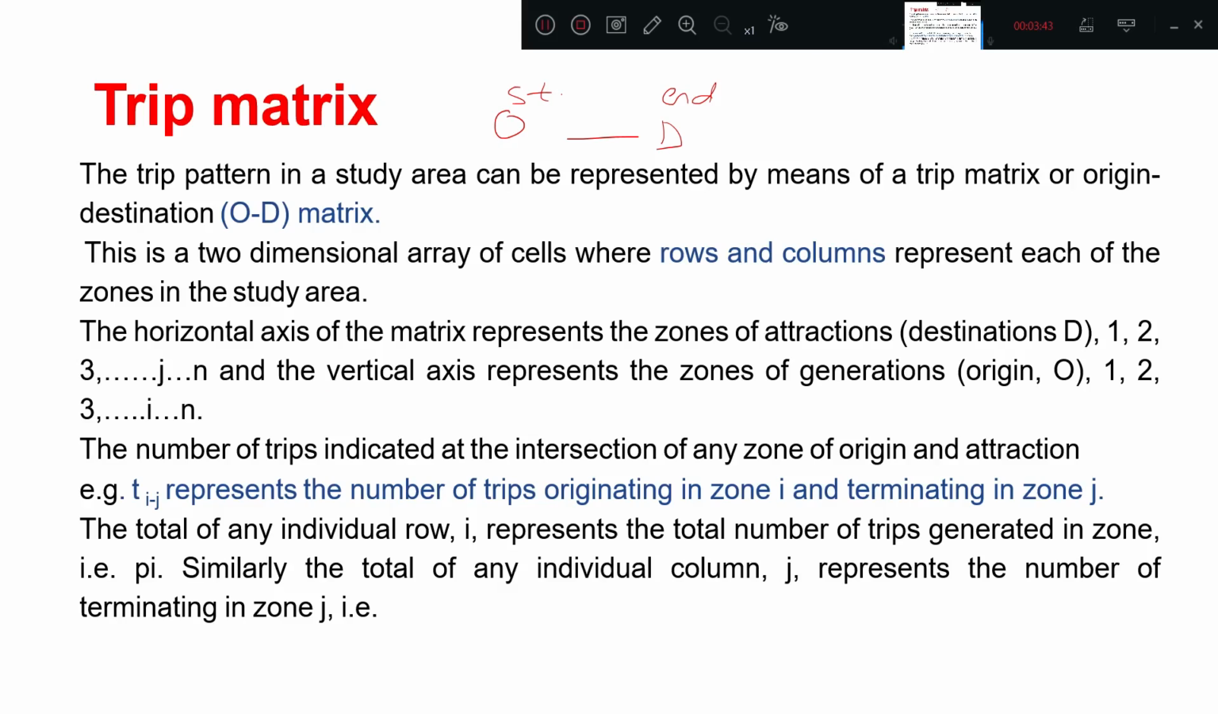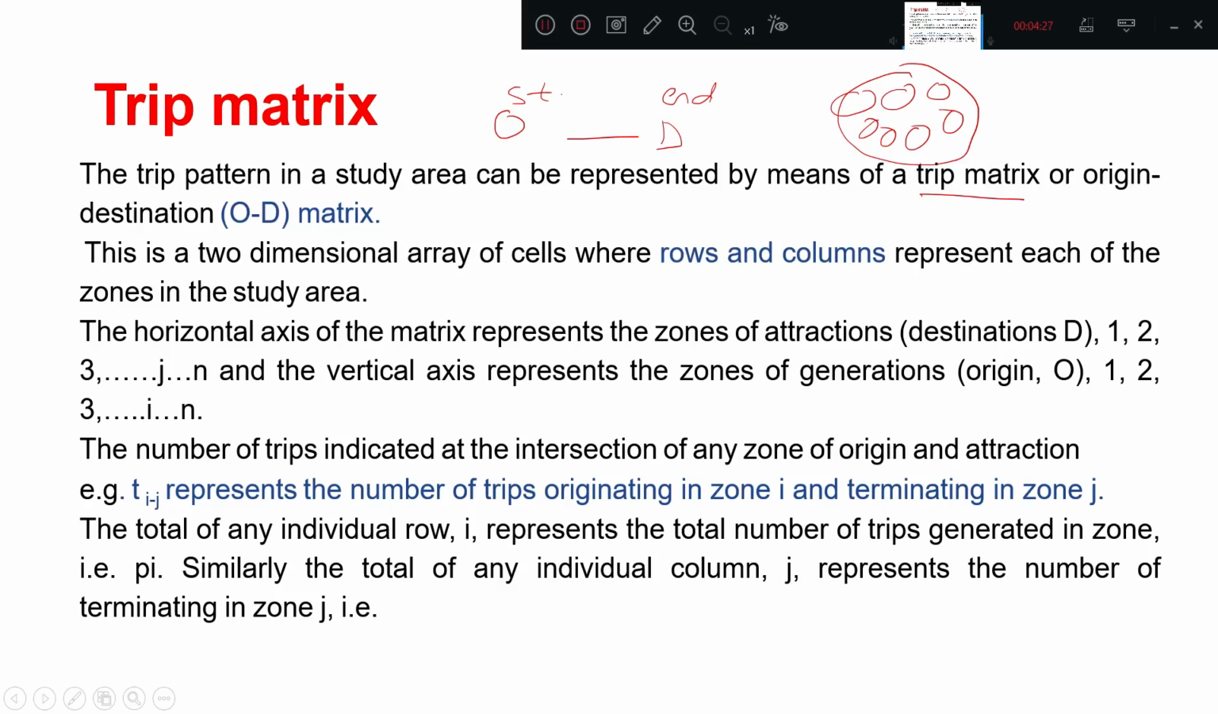So this trip pattern in a study area is represented by the trip matrix. Whatever study area we have taken, say for example n number of zones we have made, these zones are generating certain trips and attracting trips towards the other zones. Those things are studied with the help of the trip matrix or origin destination matrix. That is a two-dimensional array of cells where rows and columns represent each of the zones in the study area.